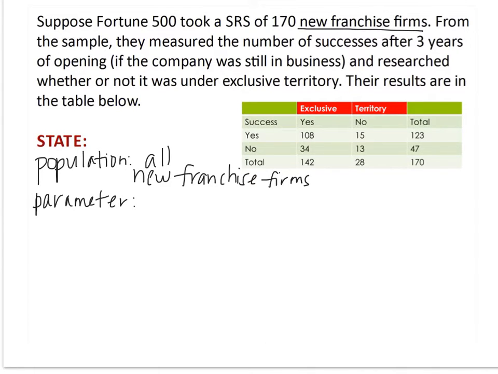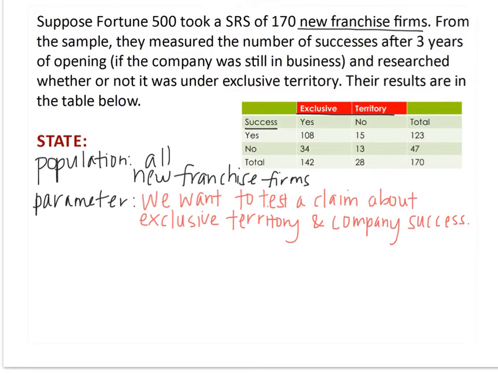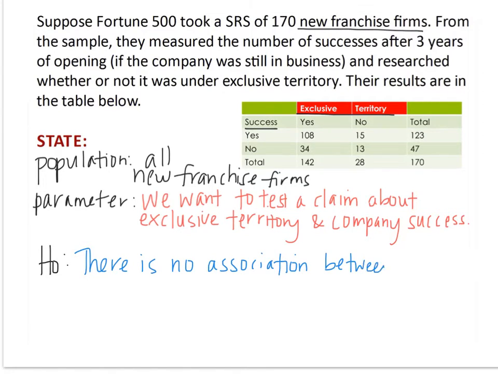is we want to test a claim about the relationship between exclusive territory and success. So if I write that out, it would look like, we want to test a claim about exclusive territory and company success. Well, then I can write my null hypothesis. My null hypothesis is that there is no relation or no association between exclusive territory and success.